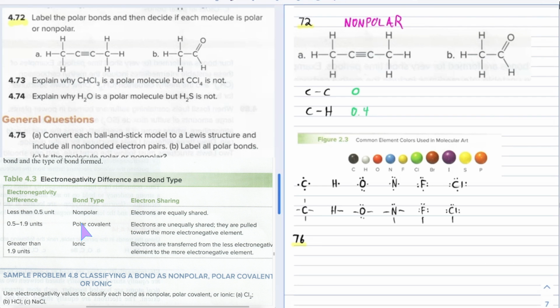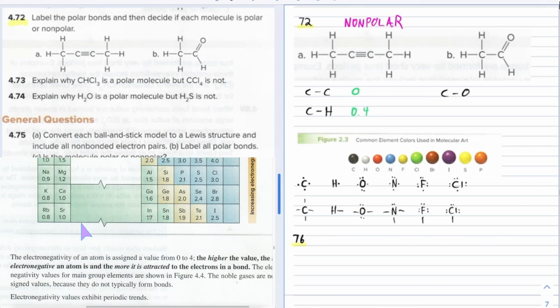So what about the other one? You see the other one has carbon-carbon and carbon-hydrogen bonds as well. But it also has a new type, a carbon-oxygen bond. And you'll see carbon-oxygen bonds are definitely polar.